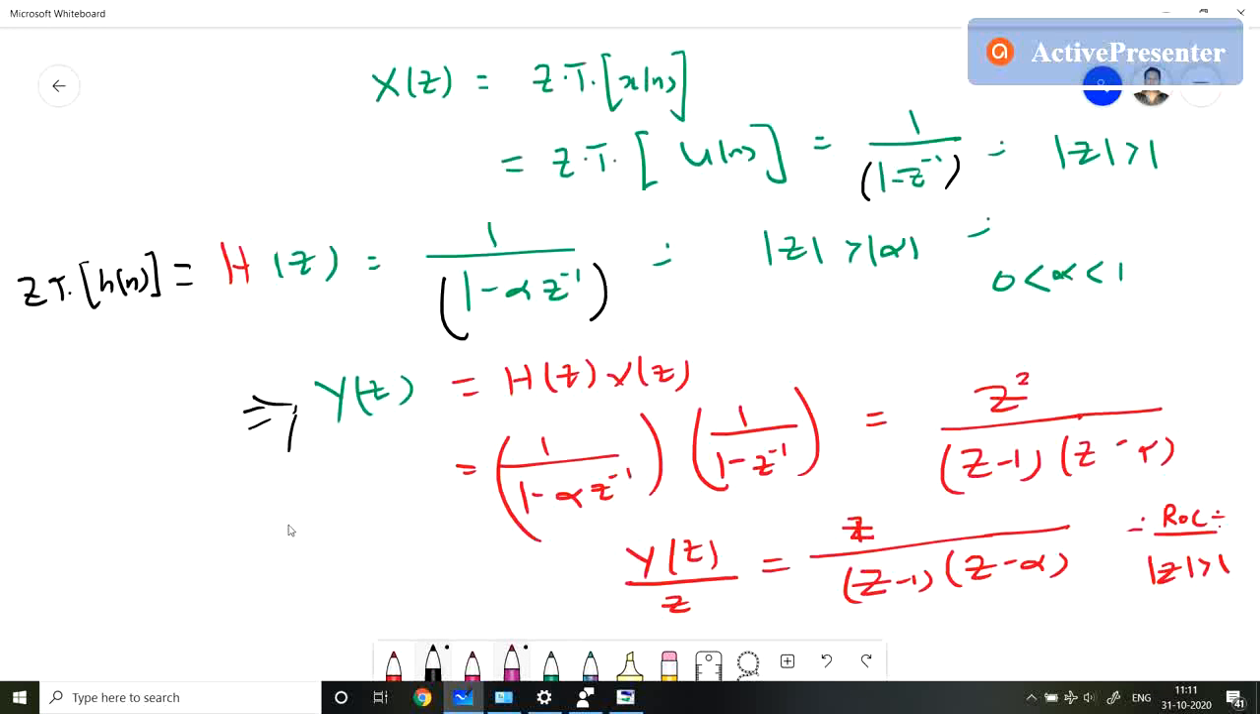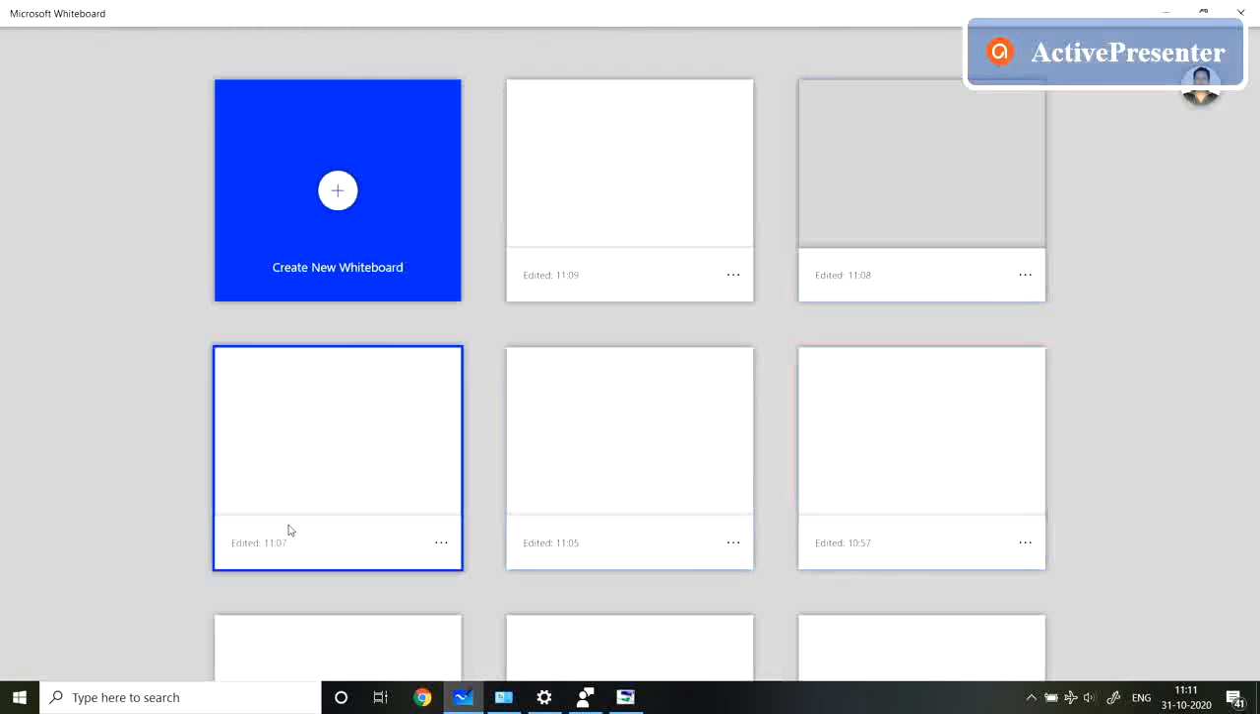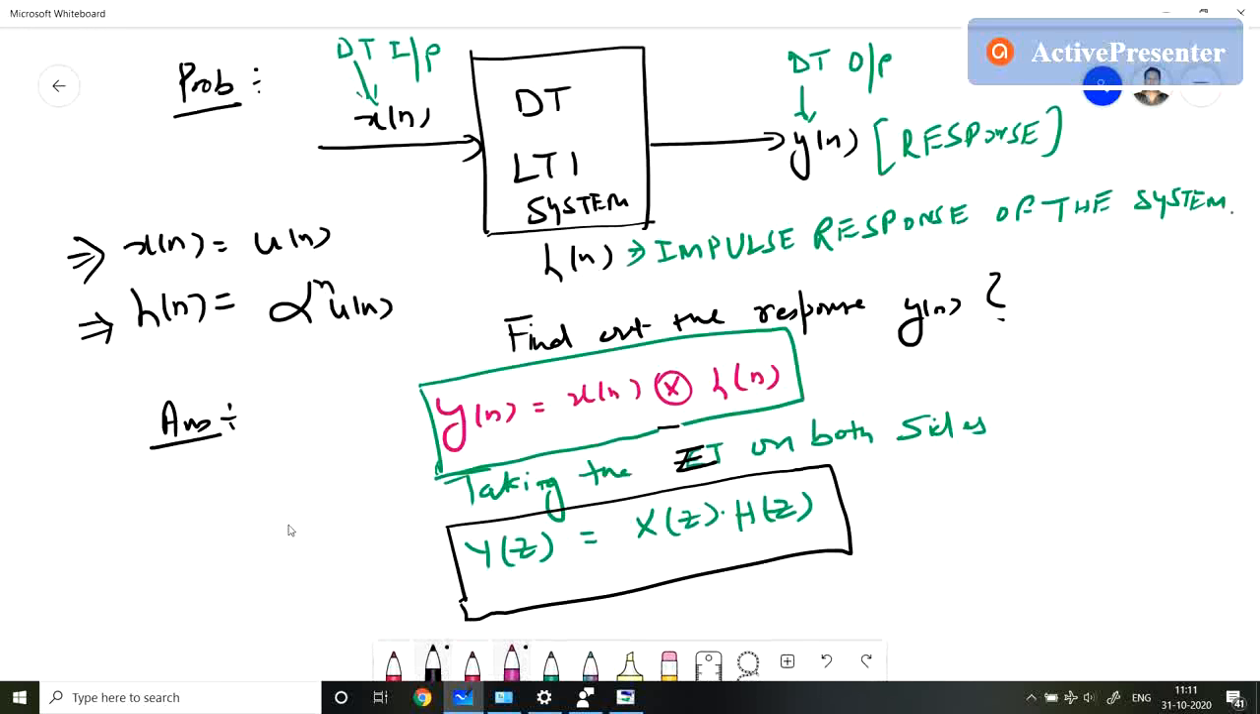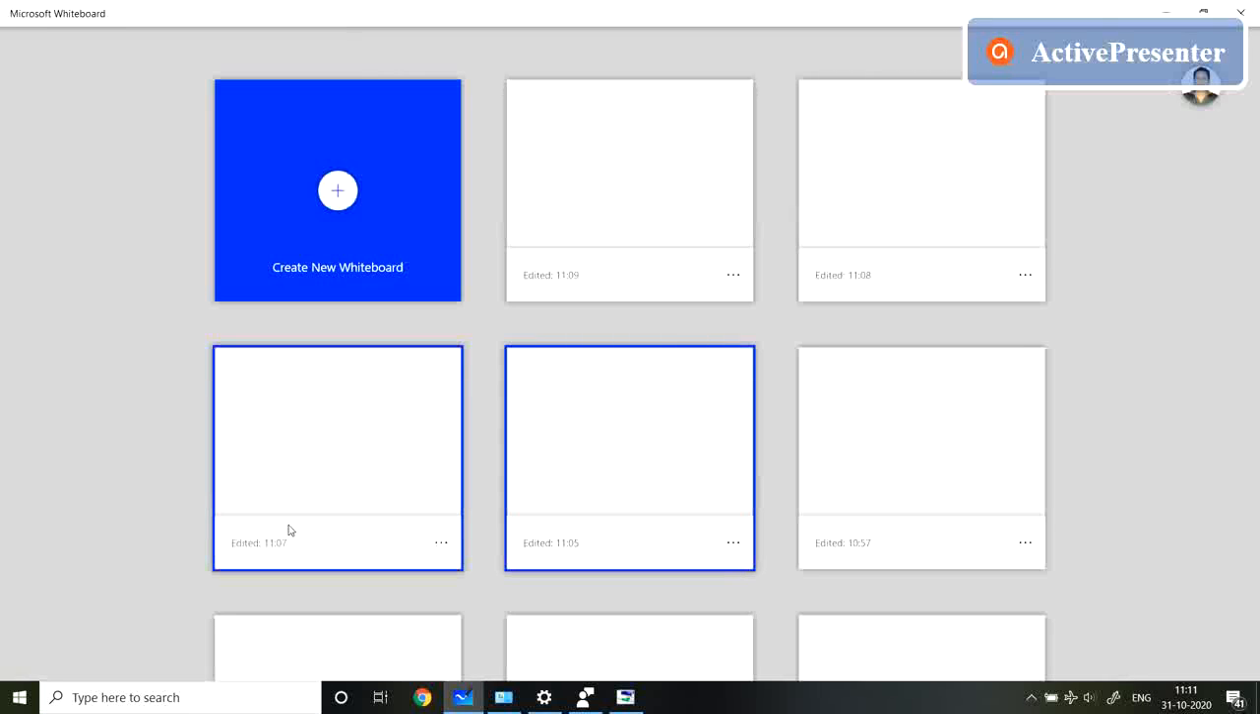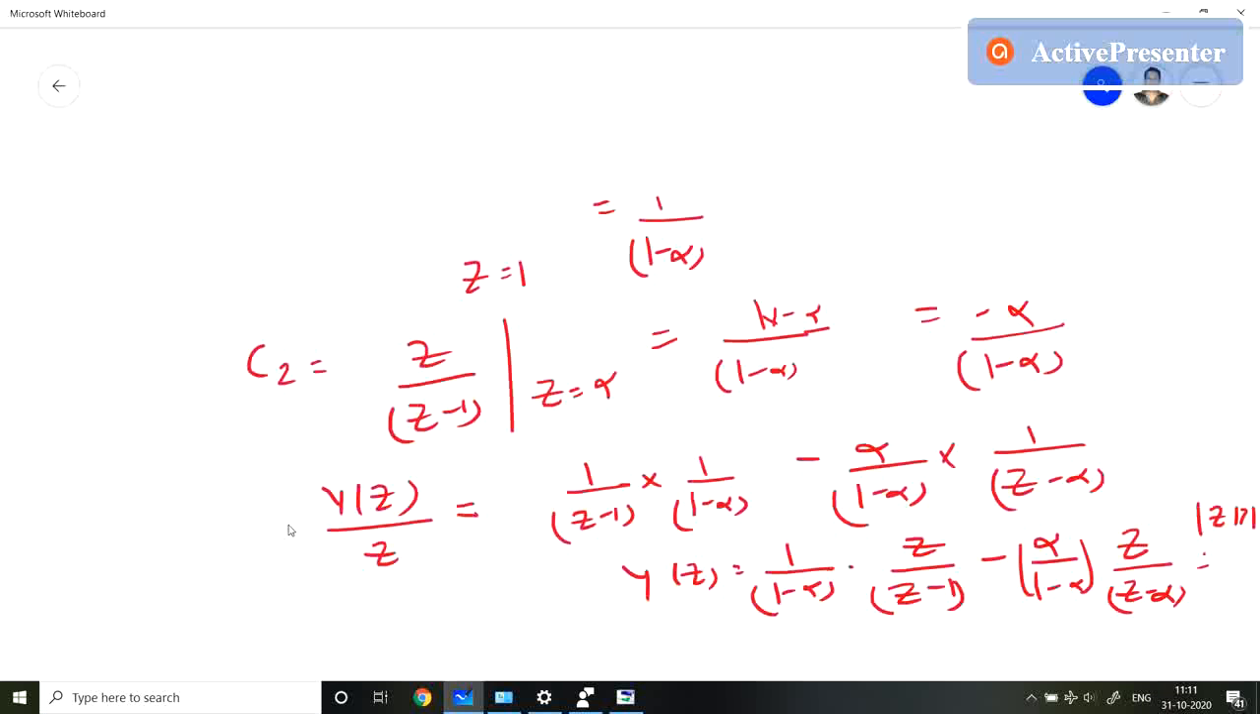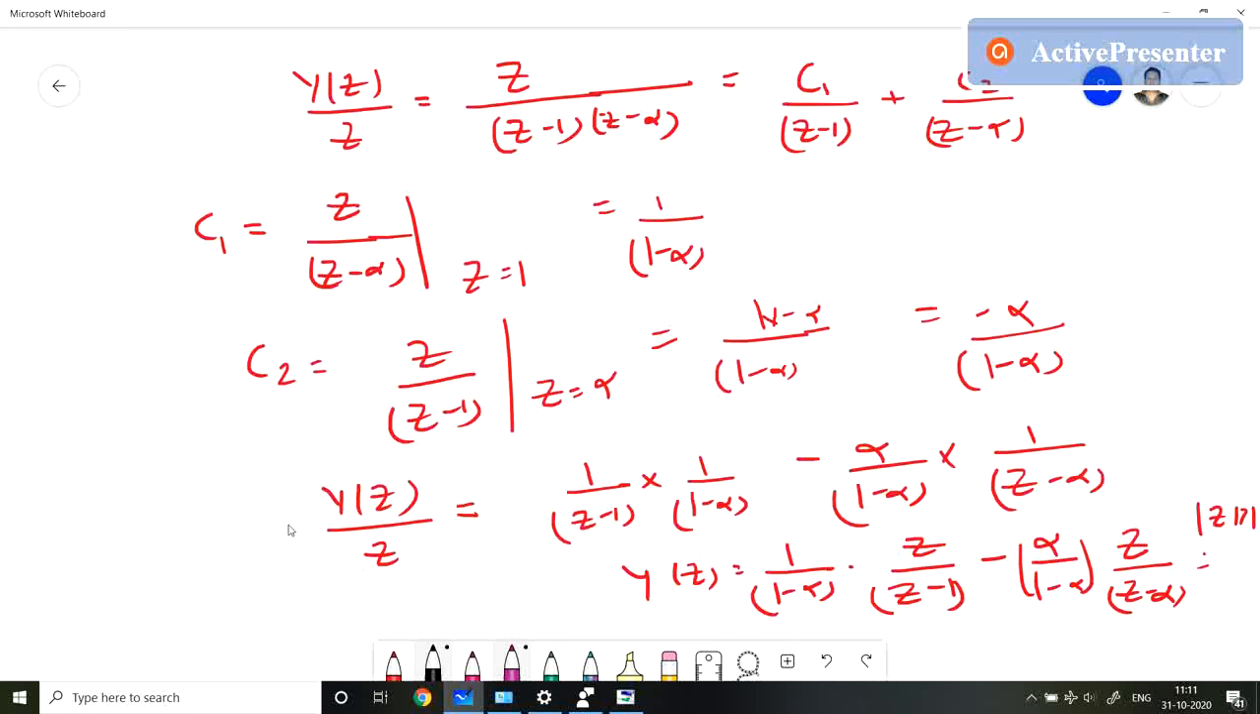So finally, putting the values of c1 and c2, what will we get? Here we have written Y(z) divided by z is equal to z divided by (z minus 1)(z minus alpha), that is equal to c1 divided by (z minus 1) plus c2 divided by (z minus alpha). Now c1 is equal to z divided by (z minus alpha) at z equal to 1, that is 1 divided by 1 minus alpha, and c2 is minus alpha divided by 1 minus alpha. So putting these values, we get Y(z) in this form.